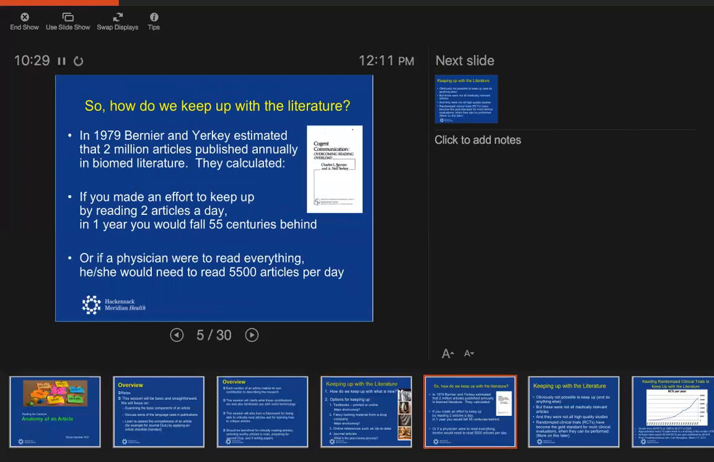So if we keep up by reading articles, this could be a daunting task. Back many years ago, in 1979, there were two authors that estimated that there were 2 million articles published annually in the biomedical literature. And they calculated that if you made an effort to keep up by reading 2 articles a day, and that's a lot, if you really discipline yourself to read 2 articles a day, in 1 year you'd fall 55 centuries behind. So you might as well just give up. I mean, you can't be reading that. So if you wanted to read everything in the biomedical literature, you'd have to read over 5,000 articles a day.